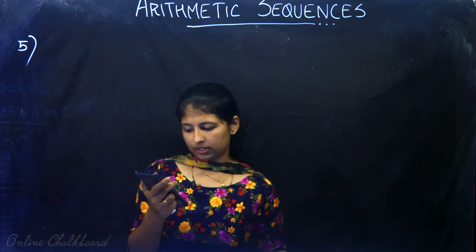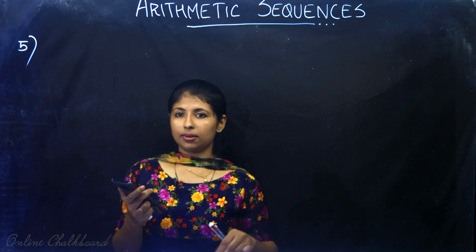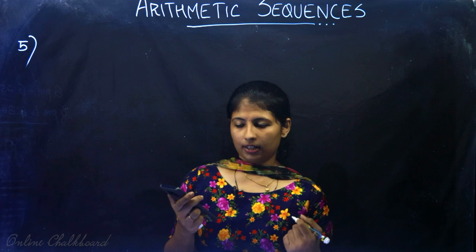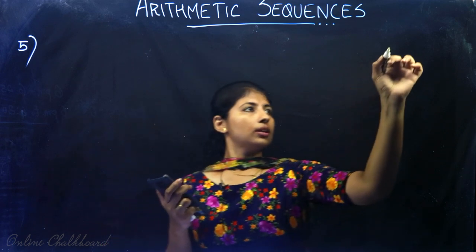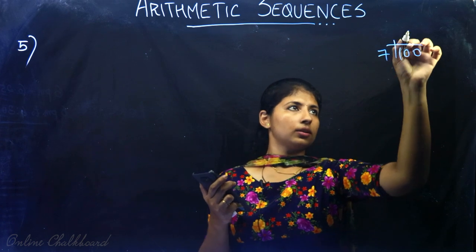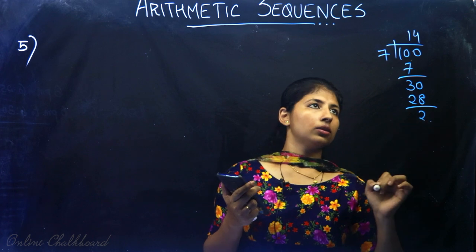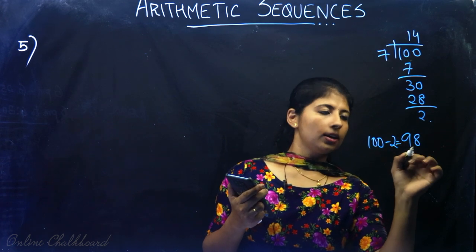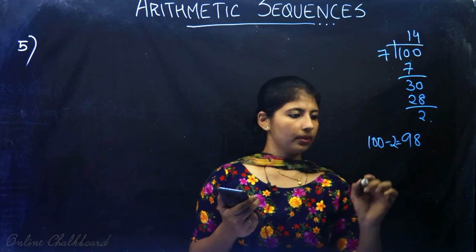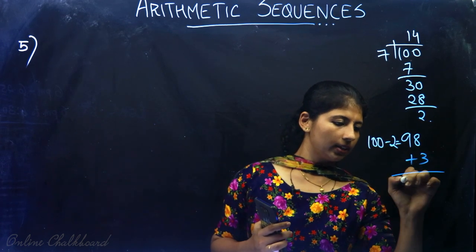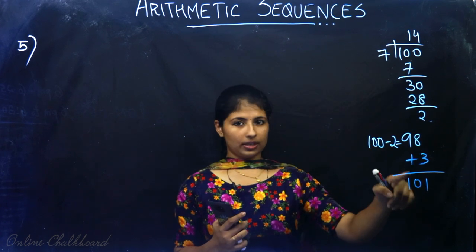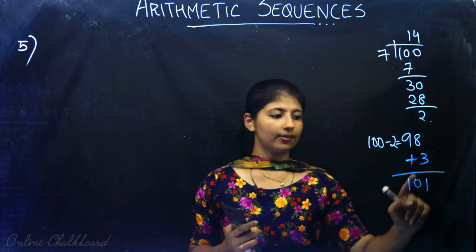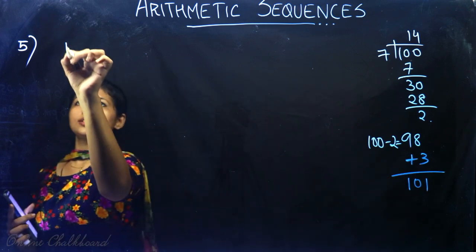Let us first form the AP. The question asks for 3-digit numbers which leave remainder 3 when divided by 7. Which is the first 3-digit number? 100. 100 divided by 7. Therefore, 98, that is 100 minus 2 equal to 98, is the last 2-digit number which is divisible by 7. So, if I add 3, I will get 101, the first 3-digit number which when divided by 7 leaves remainder 3. If I divide it, we will get the remainder as 3. So, the first number is 101.